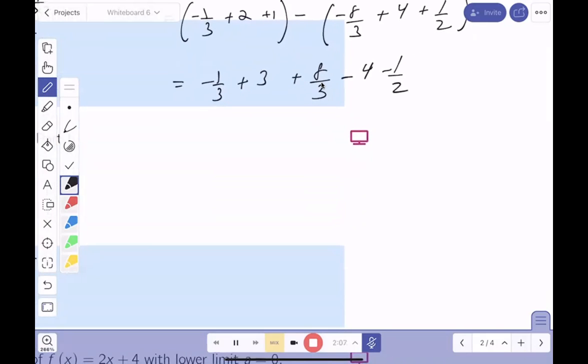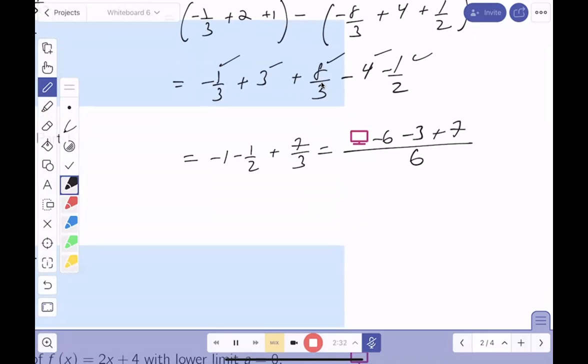Again, the way I do arithmetic, really, they may look different, but it's got to be the same outcome in the end. 3 minus 4 is minus 1. And then you get minus 1/2. And then, you know, minus 1/3 and plus 8/3 is going to be 7/3, right? What's common denominator there? 6. Let's see if we can do that. Minus 6, minus 3, plus 7.